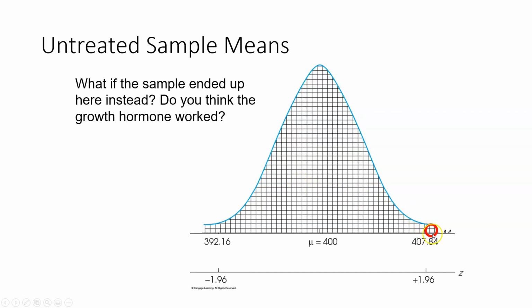What if the sample ended up here instead? What if the sample mean of 25 had an average that fell out here? Do you think the growth hormone worked? Hopefully you said yes, because this sample mean falls outside that range from 392 to 407. This sample mean is more extreme, much rarer than what we might find by chance. Is it possible that we could randomly draw 25 rats that weighed this much? Yes. But how often would that happen? Less than like 2.5% of the time.